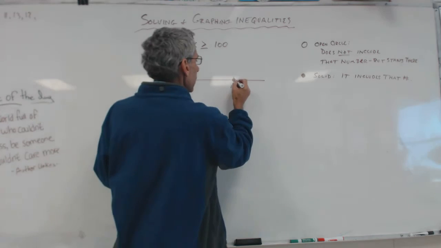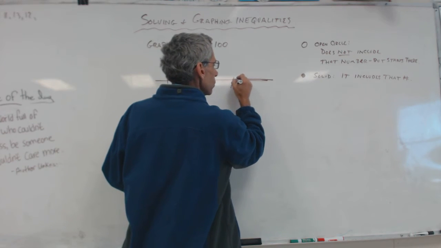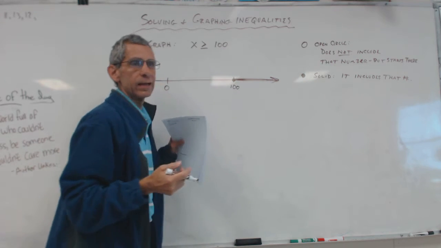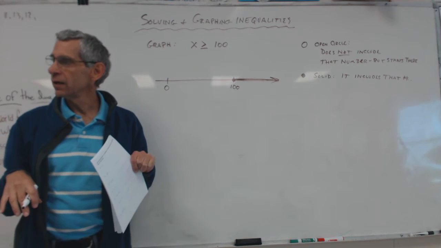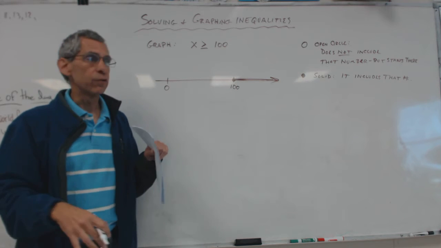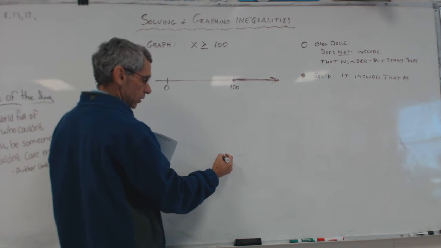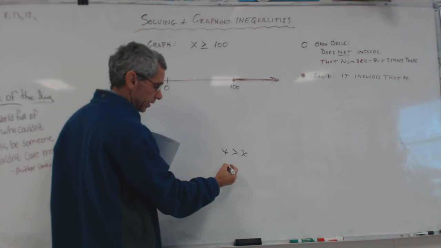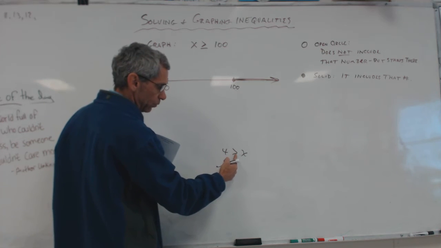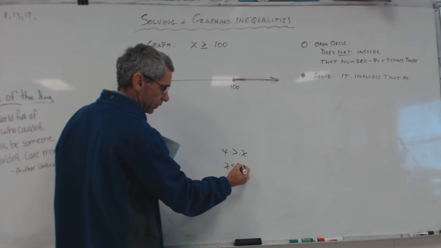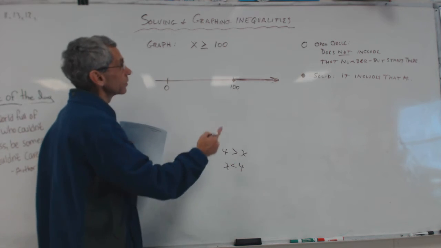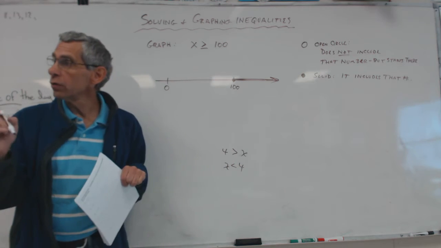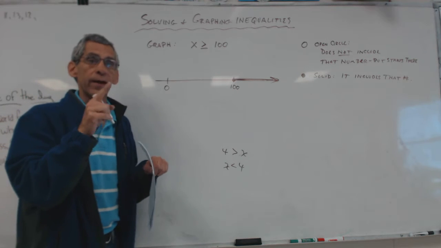Now, I want to show you something that's kind of cool. Remember how I said I like to have the x on my left-hand side? So that if you solved a problem and you had 4 is greater than x, I want you to rewrite it as x is less than 4. The little point is facing the x. Notice this only works when x is on the left.